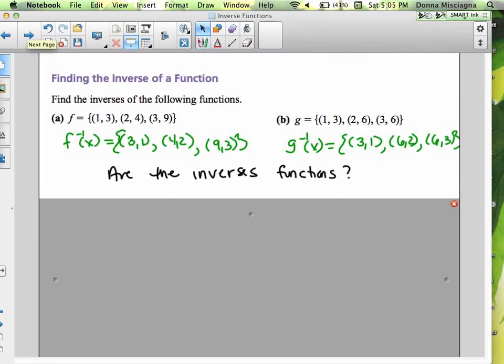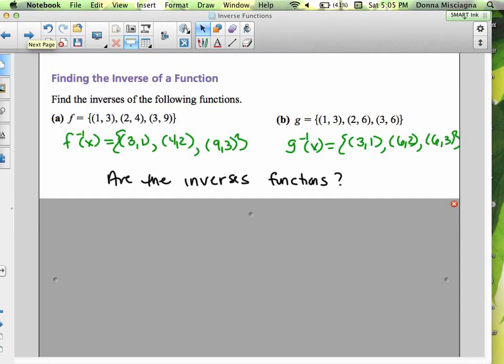All right, let's see. And now I'll scroll down and show you the answer. I've got (3, 1), (4, 2), (9, 3). We've got 3 different x's there. And I've got (3, 1), (6, 2), (6, 3). On A, given 3, I know go to 1. Given 4, I know go to 2. Given 9, I know go to 3. On G, given 3, I know go to 1. Given 6, where do I go? 2 or 3? I'm not sure.